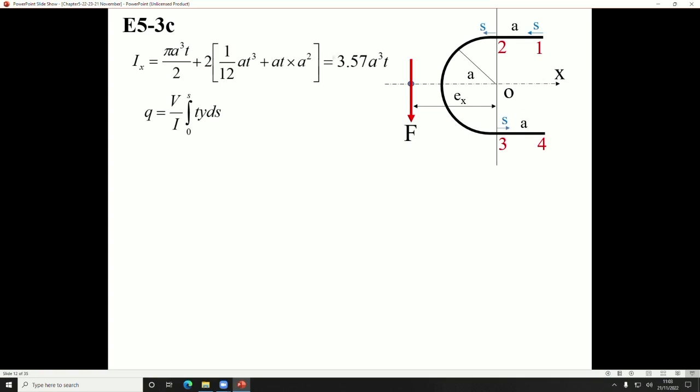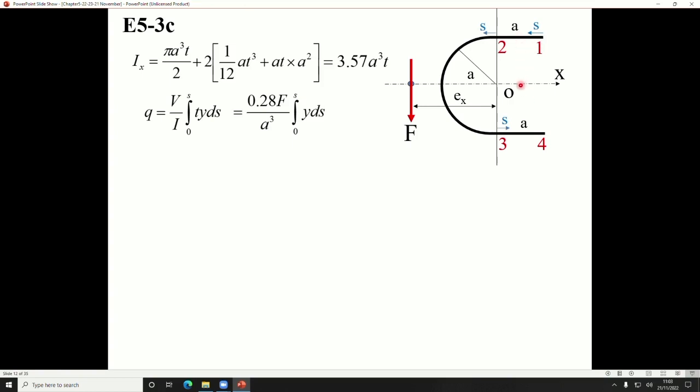So I substitute 3.57 a cubed t in this relation. T is uniform, so these two are going to be eliminated. So this is the remaining part of this equation. I studied panel 1-2. This is an open end. The shear flow at this end is equal to 0.